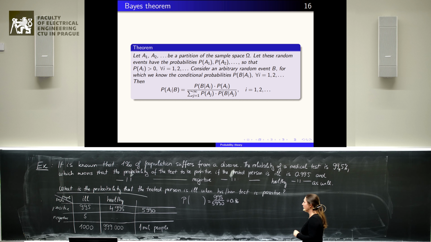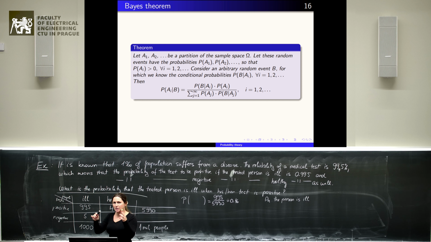And now we can describe the solution of this example by the theorem which I mentioned, by Bayes' theorem. The Bayes' theorem says that the probability of an event A_i conditionally on the information B, conditional on the event B, can be calculated from the probabilities of the event B conditionally on A_i using this relation. What does it mean? In our case, we want to calculate the probability that the person is really ill. So we denote A1 the event that the person is ill.